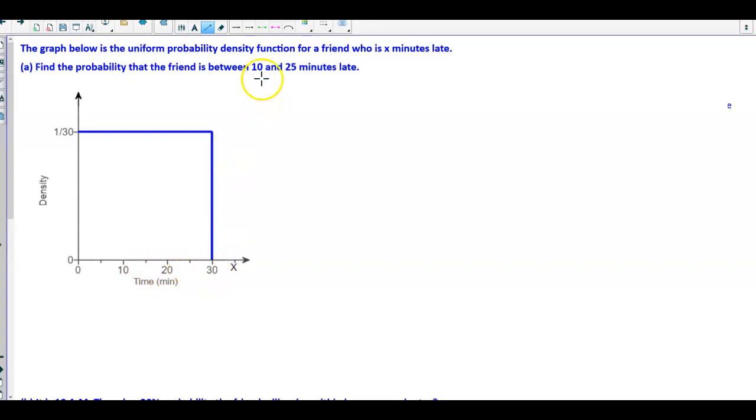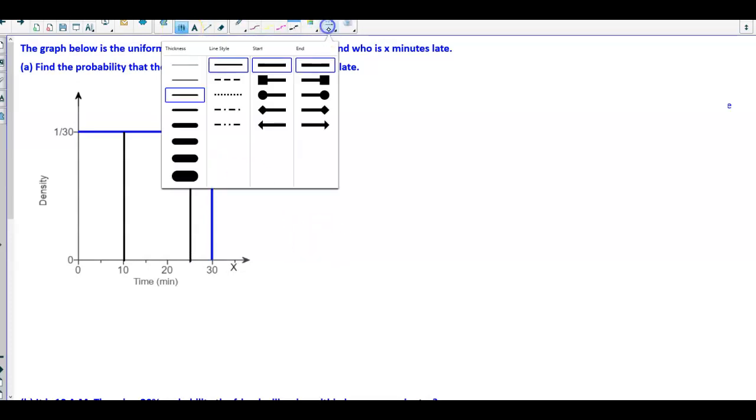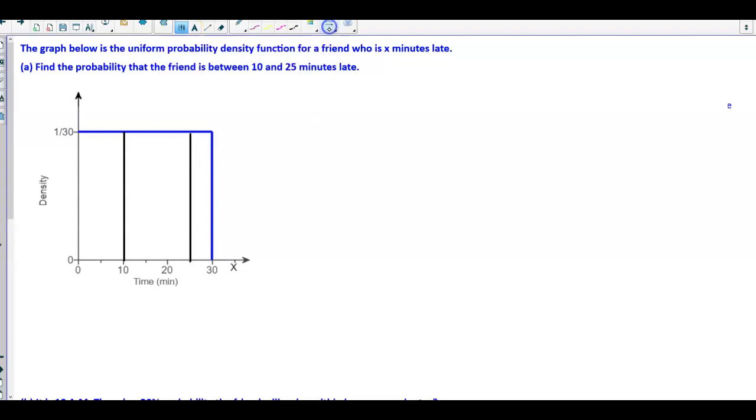Okay, so in this case, we want to find the probability that the friend is between 10 and 25 minutes late. So let's go ahead and draw a line from 10 minutes all the way up. And then we also have 25 minutes. So we're going to put up there 25 minutes. Okay, and then let's fill in what our two values represent. We know this is 10 and then this is 25 minutes.